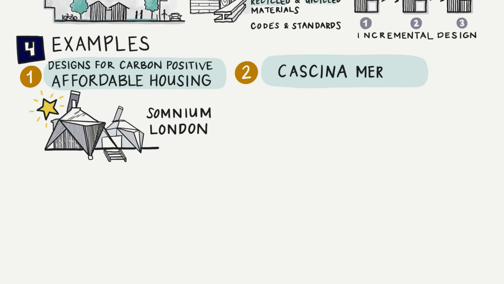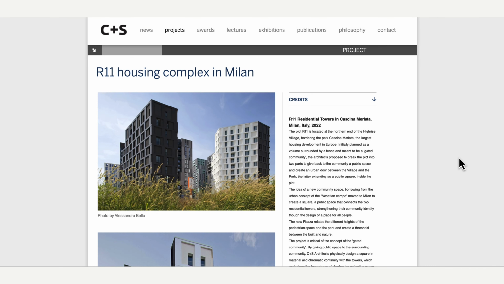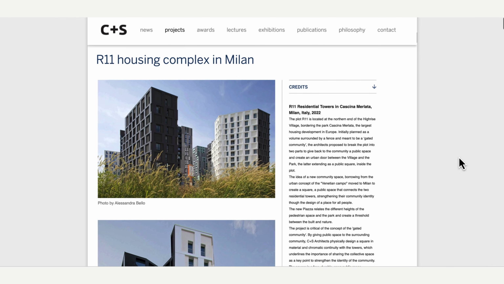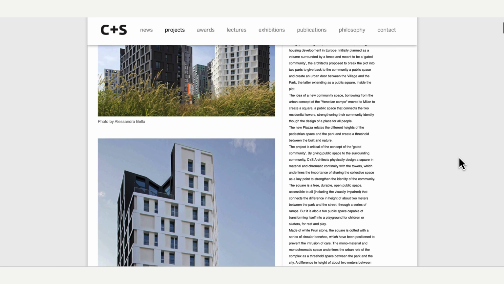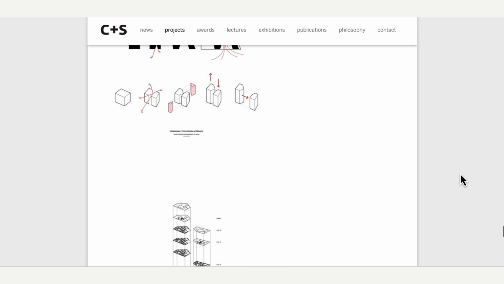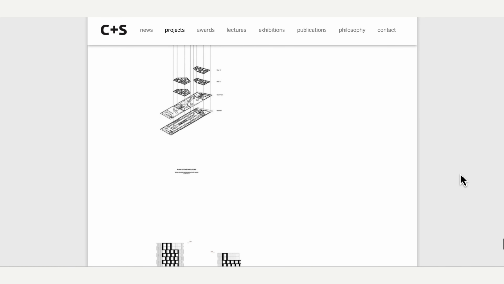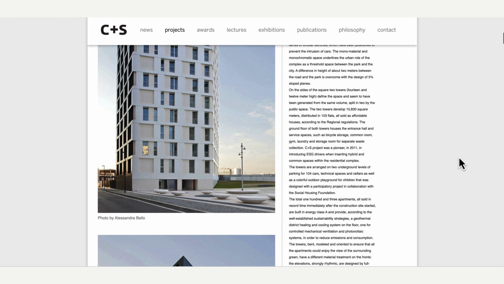Secondly, we have Cascina Melata, an affordable housing in Milan project by C&S Architects. They created a high-rise village, including public space that connected the two towers to strengthen the identity of the community. Features they added were bike storage, gym, laundry room, and children's playground. And they also added a common room, a unique feature in apartment blocks and designed to promote community cohesion, or the bringing together of people.